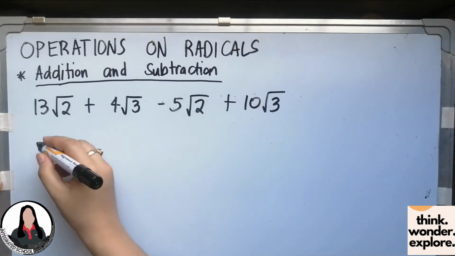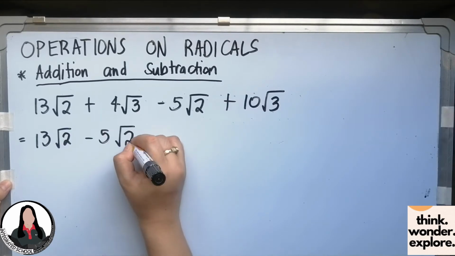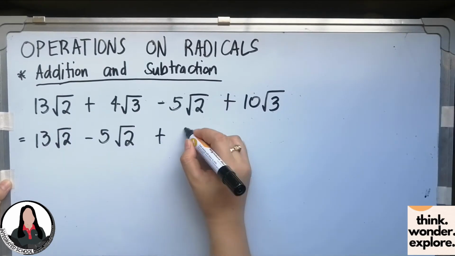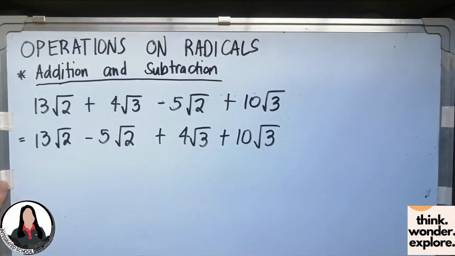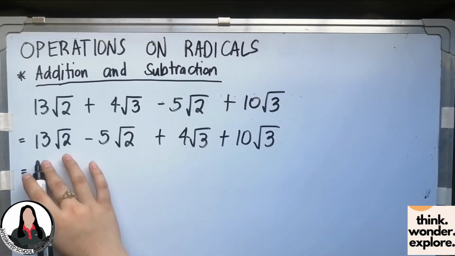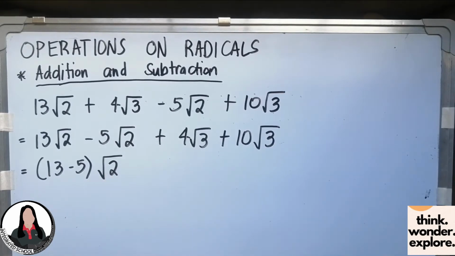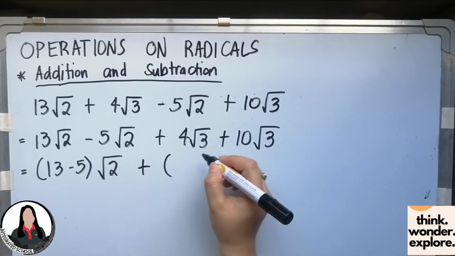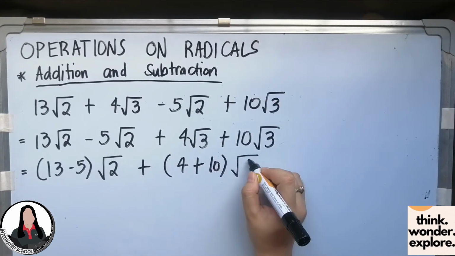So, atin lang pagsamahin ang 13 square root of 2 minus 5 square root of 2. And then, we have plus 4 square root of 3 plus 10 square root of 3 para mas mabilis natin siyang may add or may subtract since magkakatabi na yung mayroong common radicals or similar radicals. And then, let's perform the operation. 13 minus 5, then quantity square root of 2 since that is the common radical plus 4 plus 10, the quantity multiplied by the square root of 3.